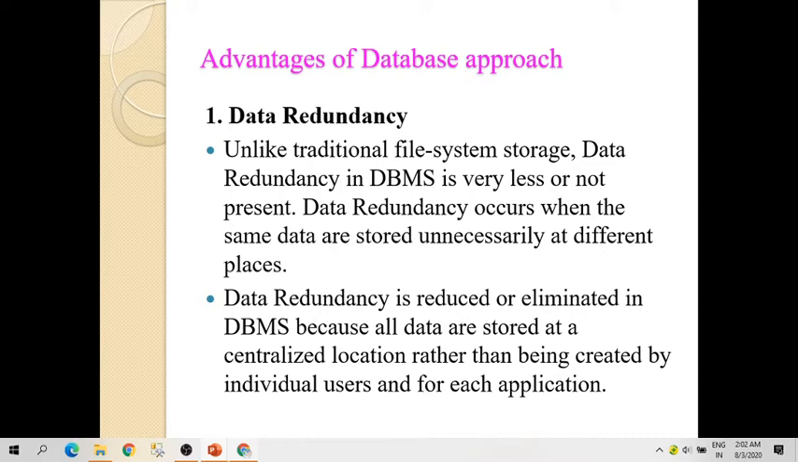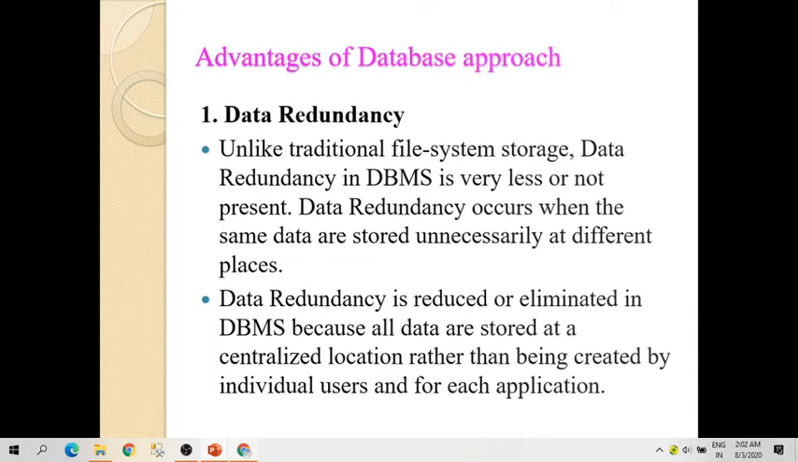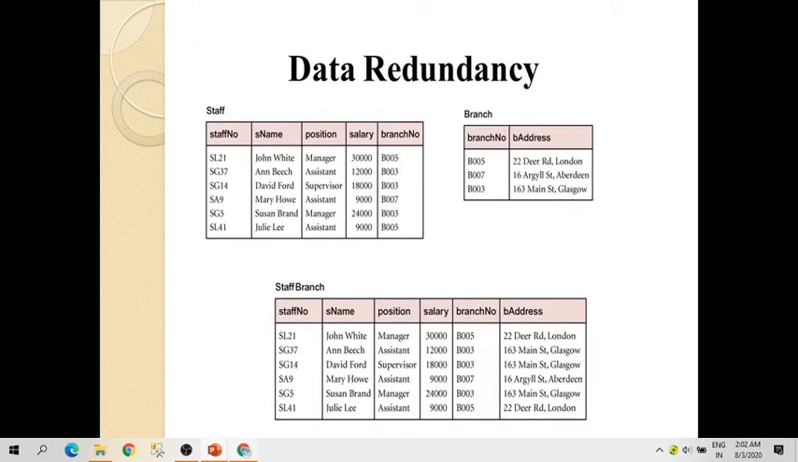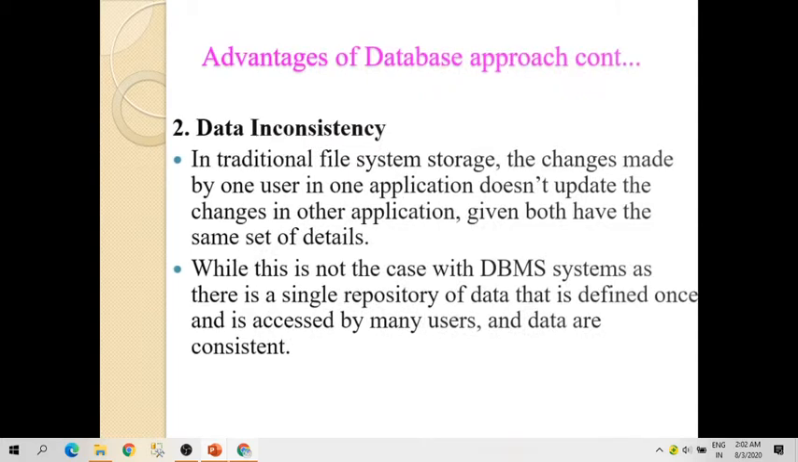places is called data redundancy, and this problem is reduced or eliminated in DBMS because all data are stored at a centralized location rather than being created by individual users for each application. It doesn't take the information from individual users. It is stored in a centralized location, so this problem is completely reduced in database management system. Okay, that is the first advantage.